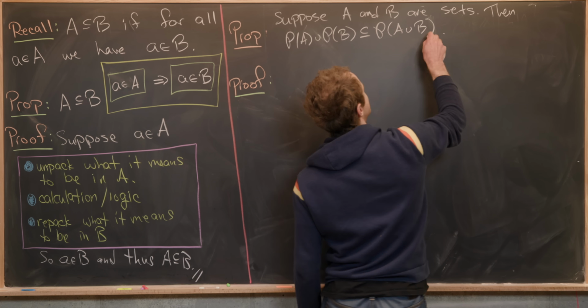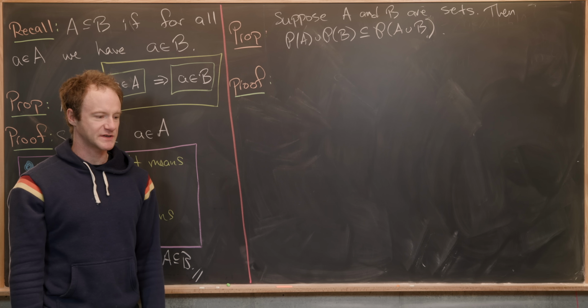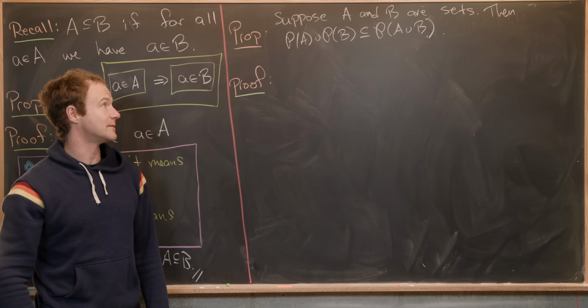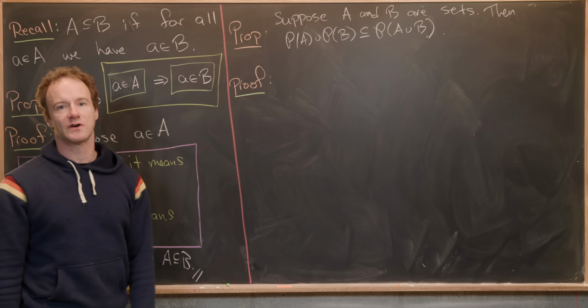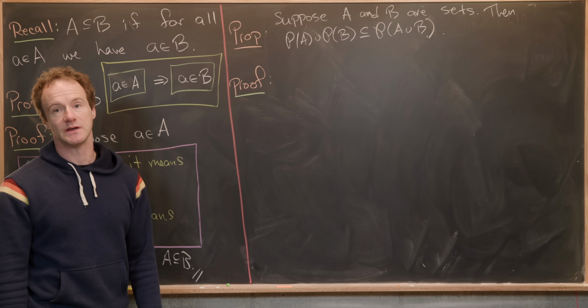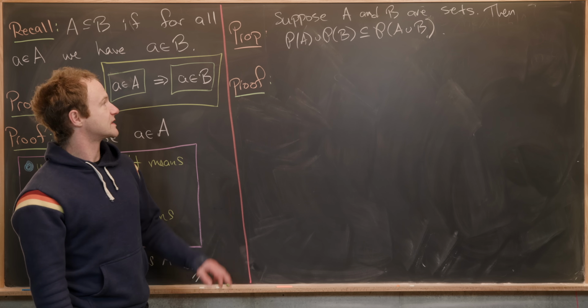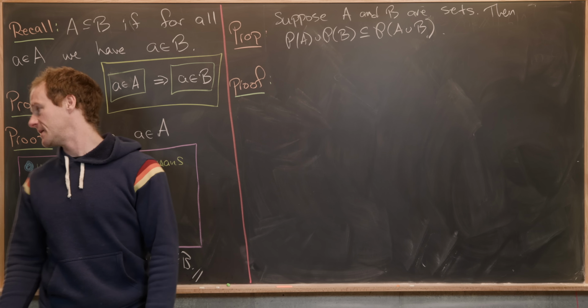So again, we talked about the power set a bit earlier, but I want to recall that the power set is the set of all subsets of a given set. So the power set of A is going to be the set of all subsets of A. The power set of B will be the set of all subsets of B.